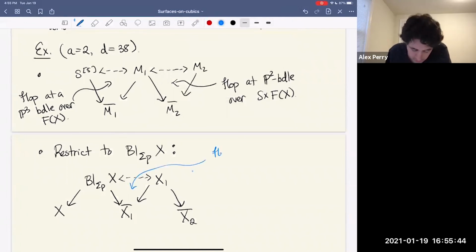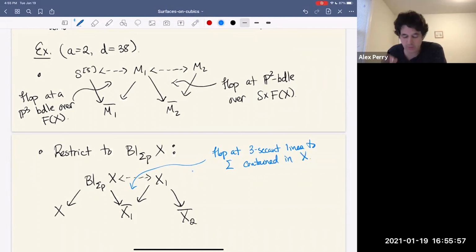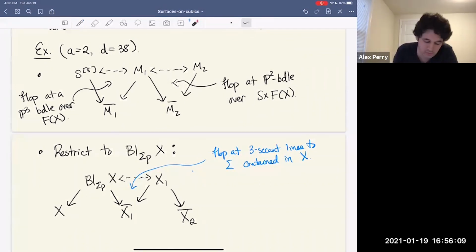So this thing here is a flop at the 3 secant lines to sigma contained in X. If you look at all of the lines contained in the cubic fourfold which are secant to this surface sigma, that sweeps out a surface inside of X. And this first map above, when you restrict it to the blow-up of X, induces a flop to this variety, which I'm calling X1. And it's flopping exactly that locus of 3 secant lines.